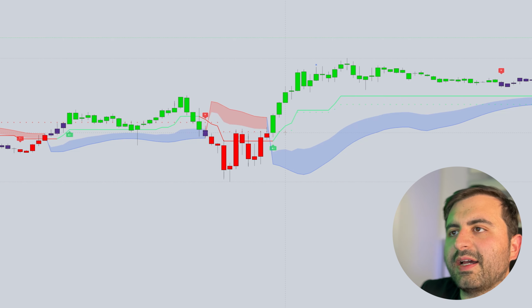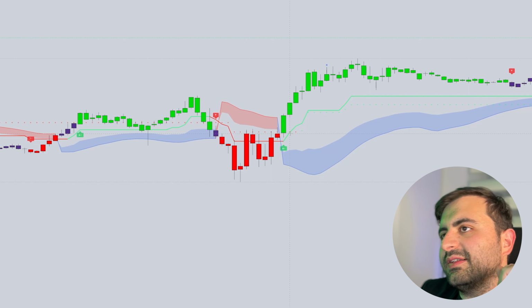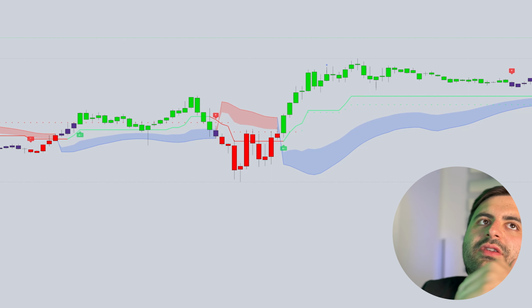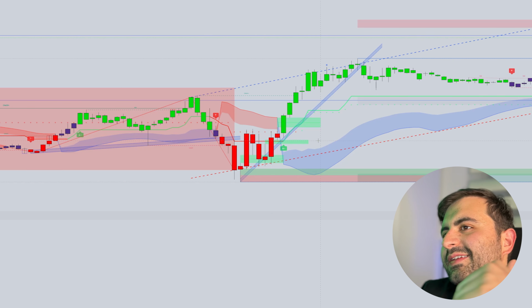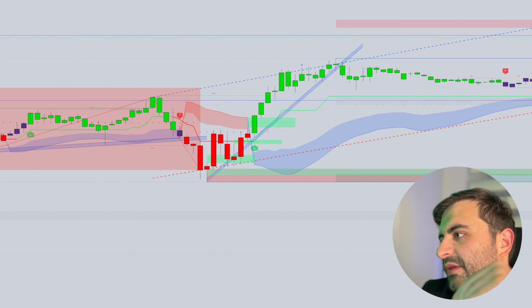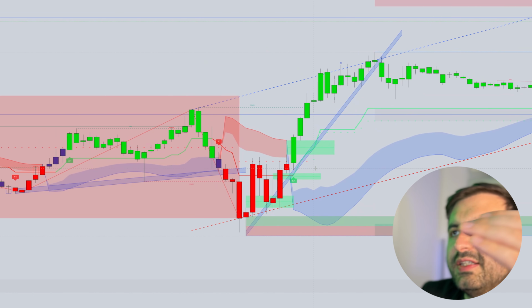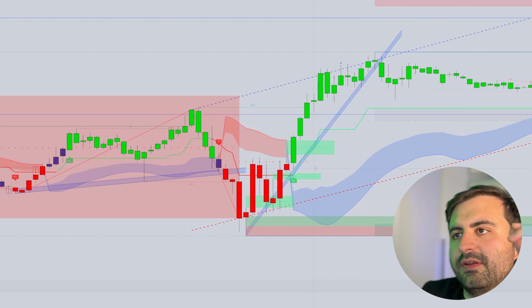So what you can do is just wait until it becomes green, or you can activate your price action and see what's going on. Do you need another confirmation, or is this a perfect time to enter?